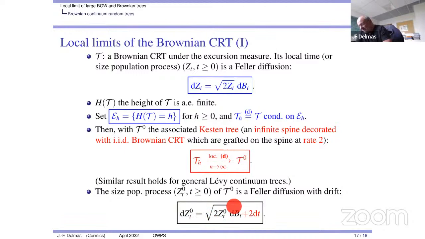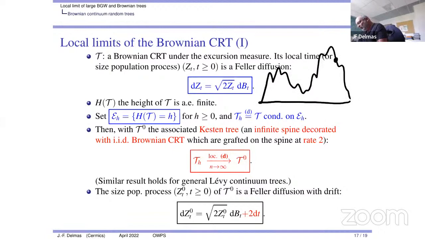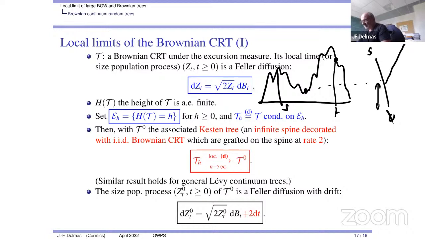Sorry, could you show us the definition of Brownian tree? It was just one slide before. If you take a Brownian excursion here and consider two individuals here, S and T, they will be represented in the tree by vertices, leaves of the tree, and the height of their common ancestor, with the root here, will be given by the minimum of the Brownian excursion between S and T. So this gives you the idea of how to build the Brownian CRT from the Brownian excursion.